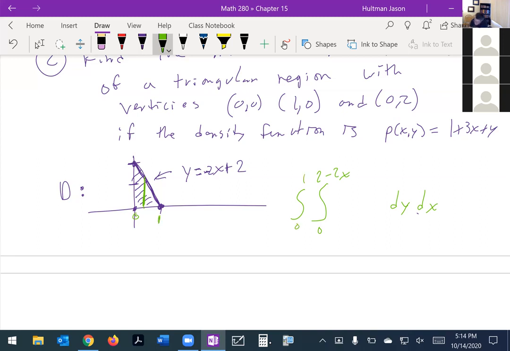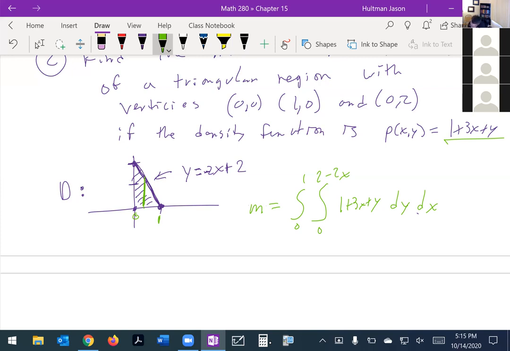0 to 1. And so if I want to find just the mass of this lamina, what's the total mass of the lamina? I'm just going to plug in this guy here. So the mass is equal to the integral of 1 plus 3x plus y dy dx. Let's find the mass first. Then I'm going to have to divide the moment by the mass at the very end.